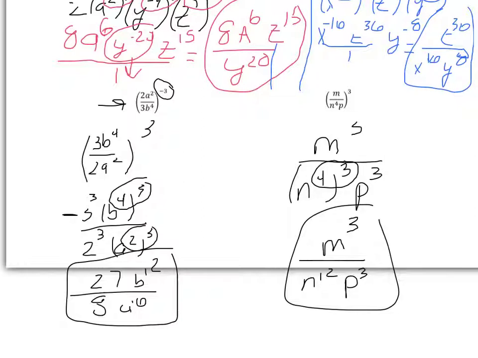So remember, we want to only have positive exponents in our final answers. We're using these rules of exponents to simplify these expressions. And as long as you use the rules, it doesn't matter what you use first or second or third, just as long as you use them right.